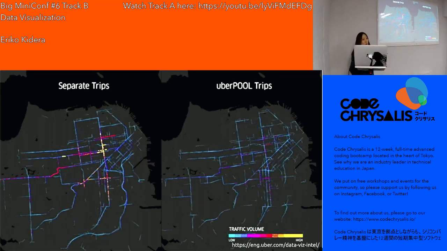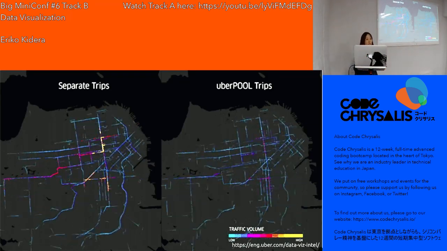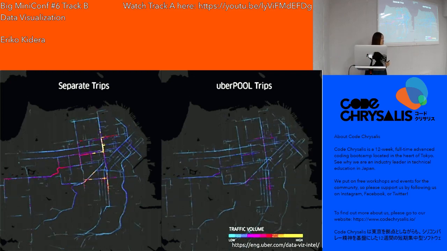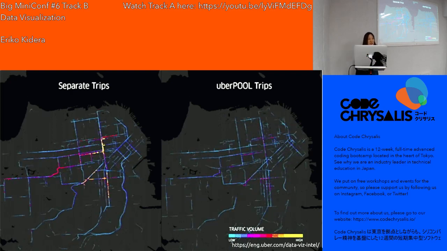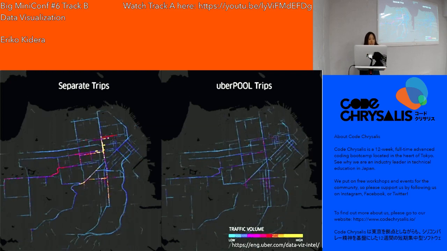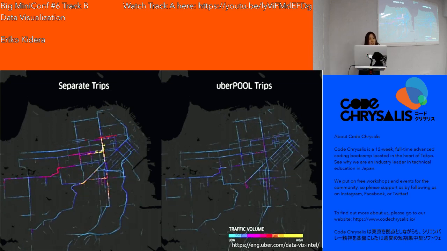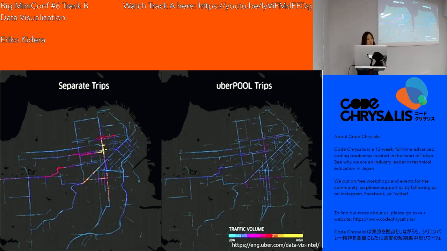This is an example of data visualization at Uber. Do you know Uber Pool? Uber Pool is a shared ride that allows you to split the cost of your ride with a stranger. Uber uses data visualization to investigate the impact of Uber Pool on San Francisco.